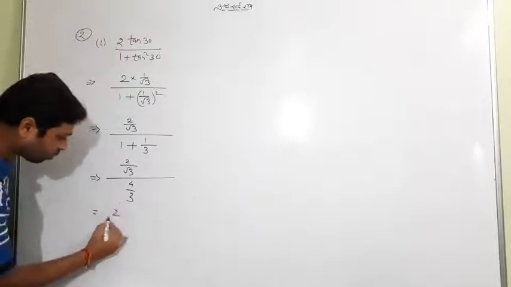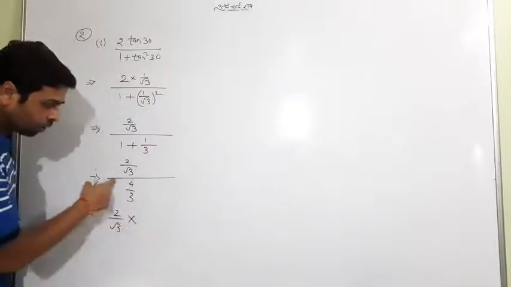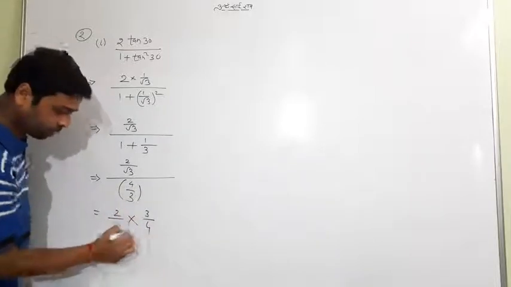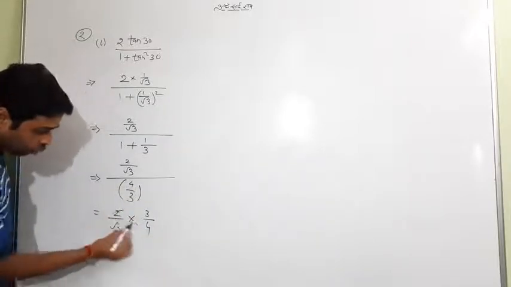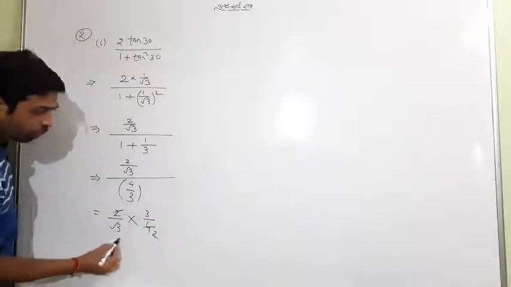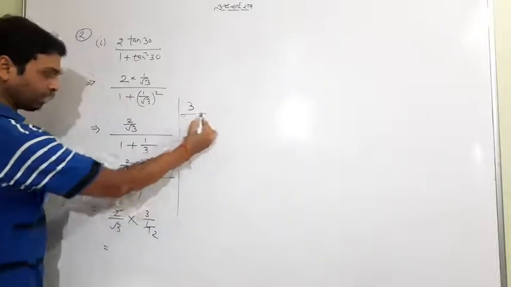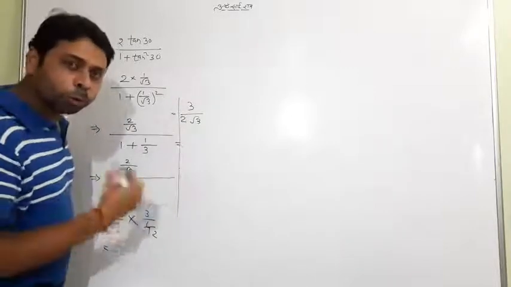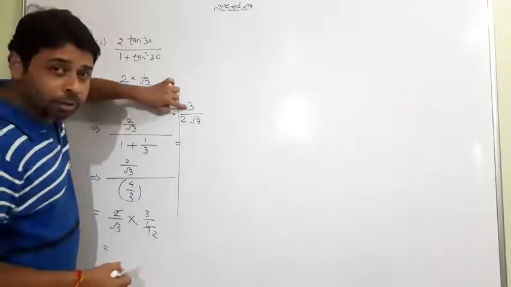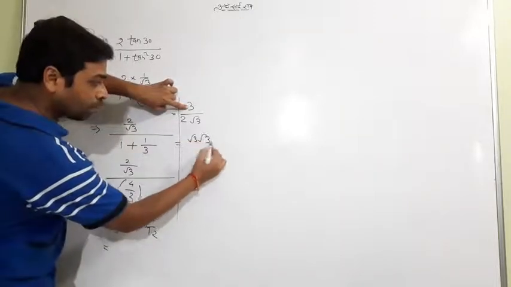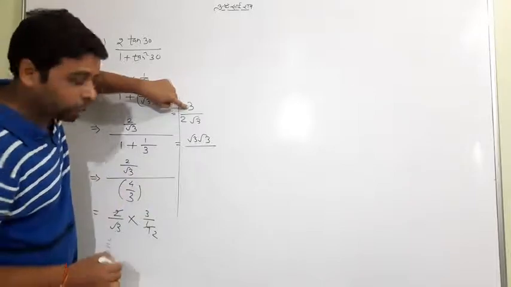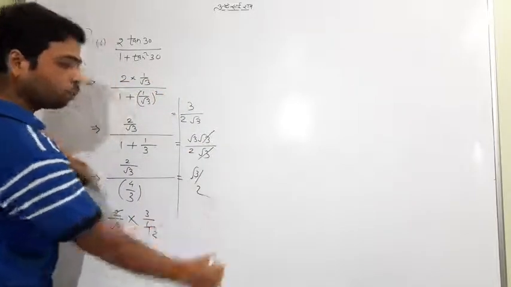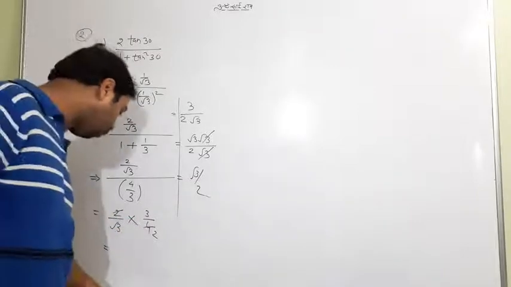So this is 4 by 3. Now simplify by using the division as a multiplication sign and reversing it: 3 by 4. And lastly, 2 ones are 2, 2 twos are 4. So overall the answer is 3 upside and 2 into root 3 downside. Moreover, you can do it like this: 3 can be written as root 3 times root 3, so root 3 into root 3 is 3 upon 2 root 3, and these will be cancelled. So overall the answer is root 3 by 2, which will be one of the options.